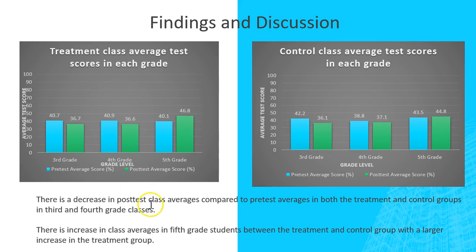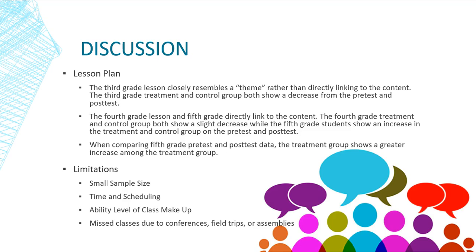So there's a decrease in the post-test class average compared to the pre-test average in both the treatment and control groups in third and fourth grade classes. There's an increase in averages in fifth grade students between the treatment and control group, with a larger increase in the treatment group. So on my discussion pages, I wanted to go ahead and throw out some things that I was thinking about to try to drive the discussion because some of the teachers were not ready to talk yet. So I shared some of my discussion.